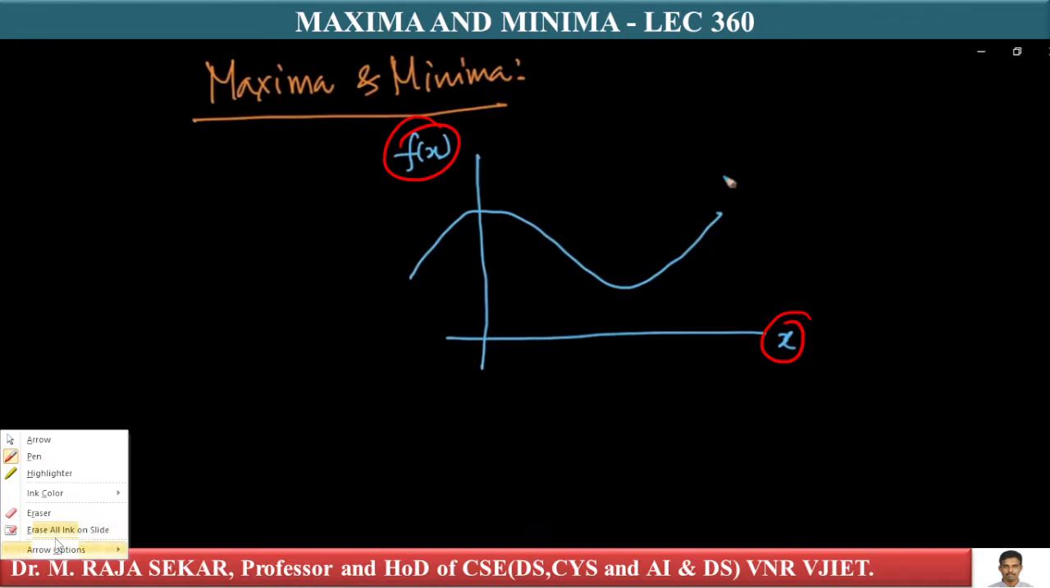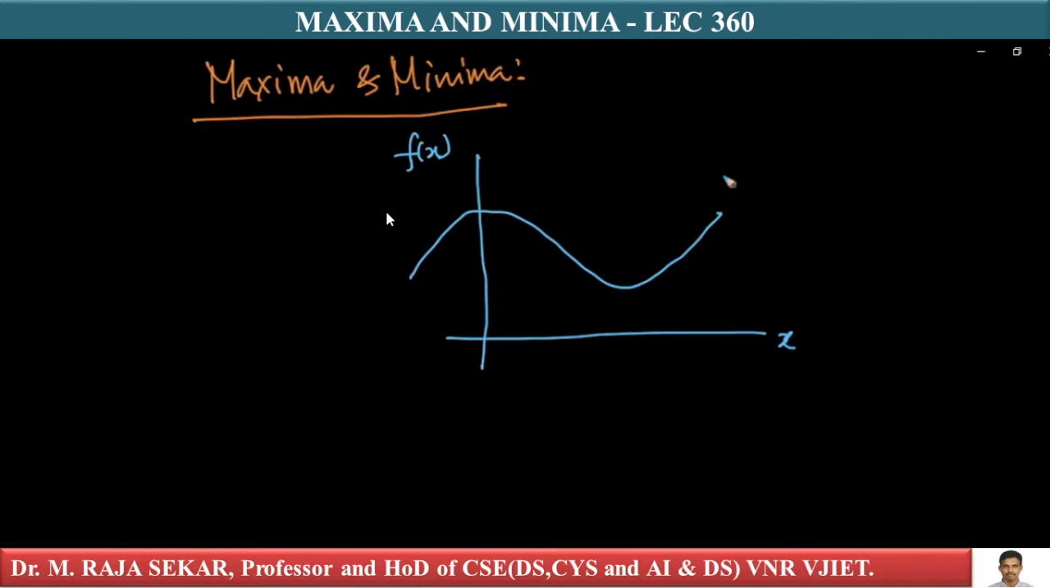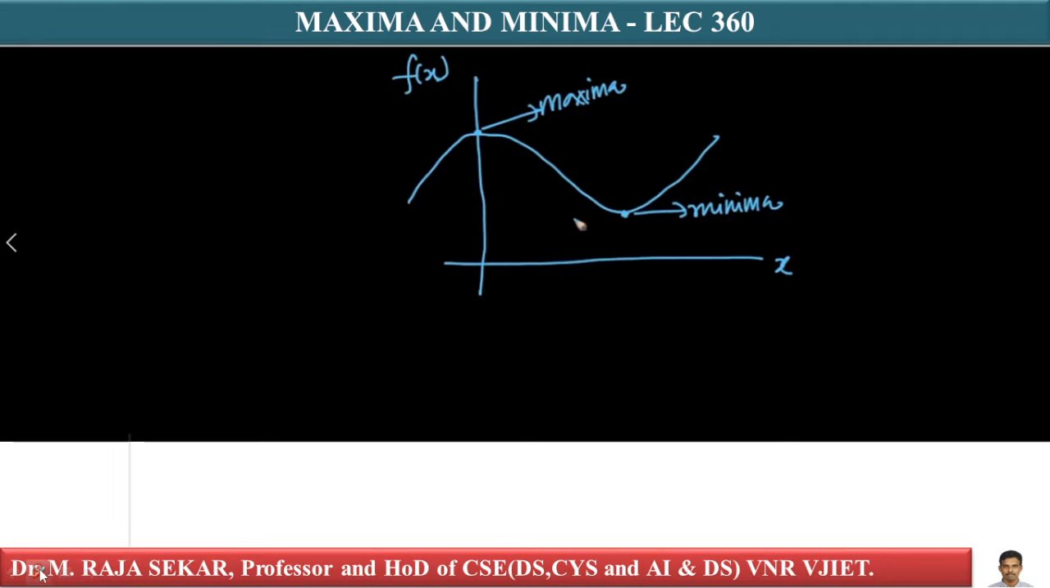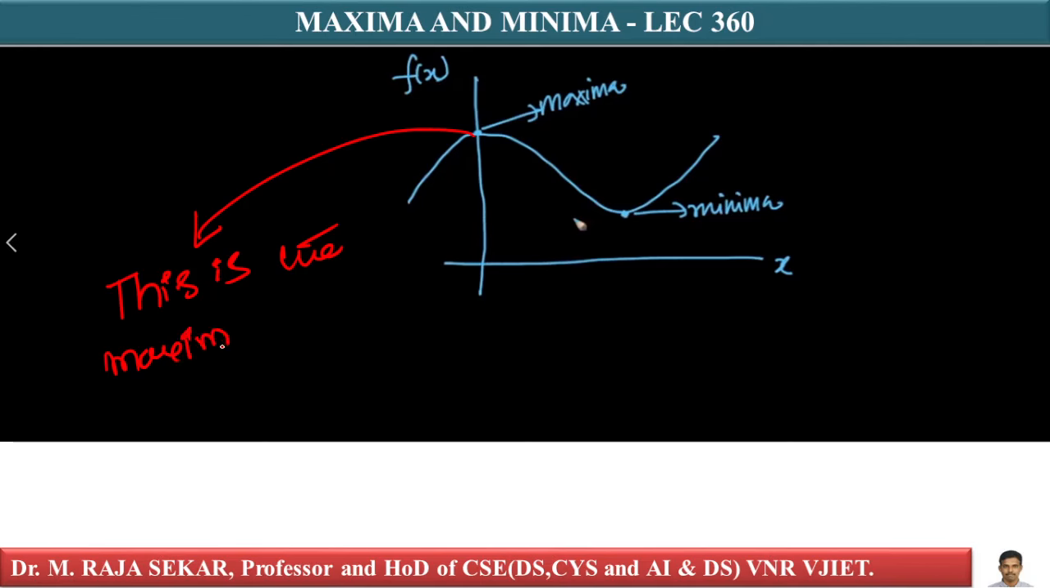If you observe carefully, just try to understand maxima and minima of this particular function. What is this point? What does it indicate? This is the maximum value that the function takes, isn't it? In a similar manner, what about this point? This is the minimum value. That is the minimum value that the function takes.